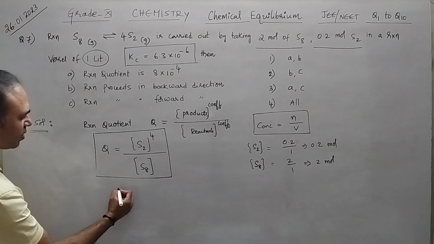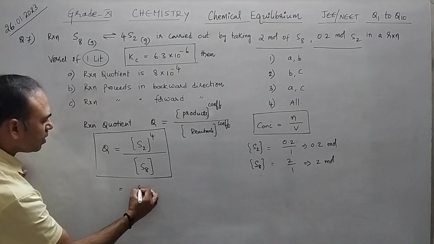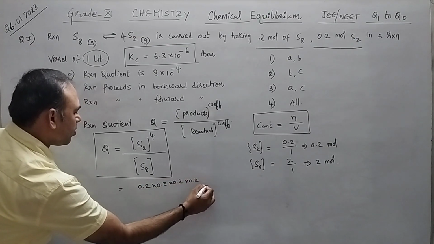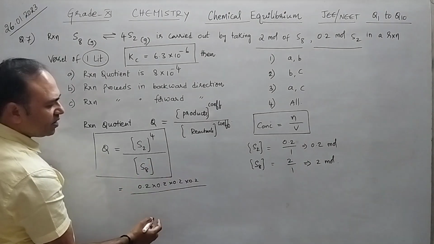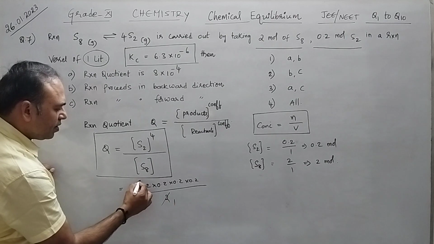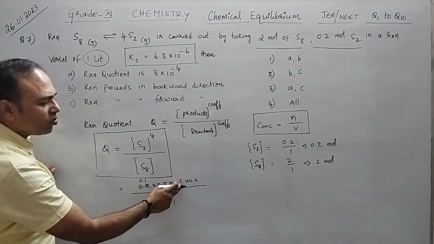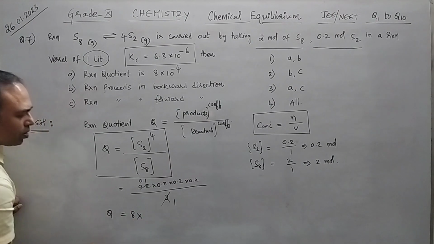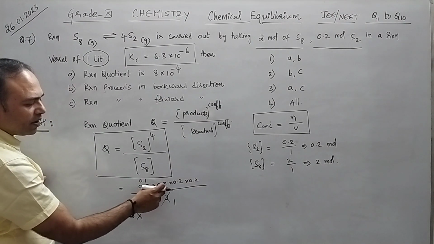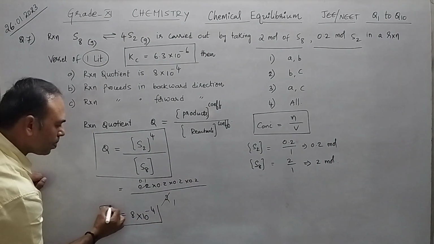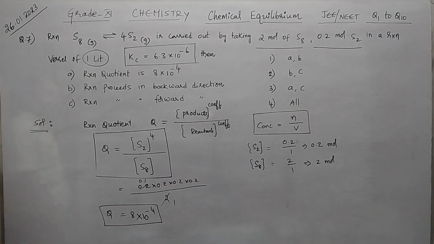So what is the concentration of S2? Nothing but 0.2 to the power of 4, and S8 concentration is 2. So let us cancel this, 2 times and 0.1. Now 2 into 2, 4, 4 into 2, 8. So we get Q is equal to 8 into, now the decimals, you take 0.1, 0.2, 0.2 and 0.2, hence 10 to the power of minus 4. So we got Q is 8 into 10 to the power of minus 4. So first one is correct.